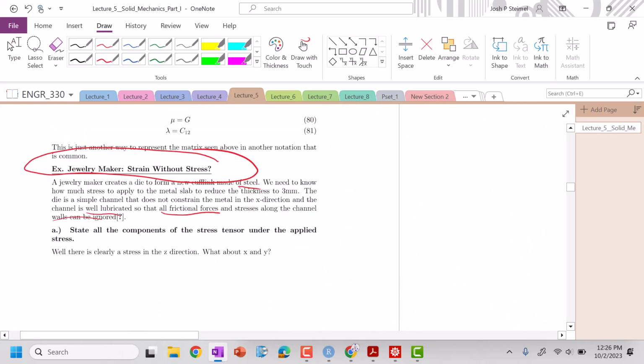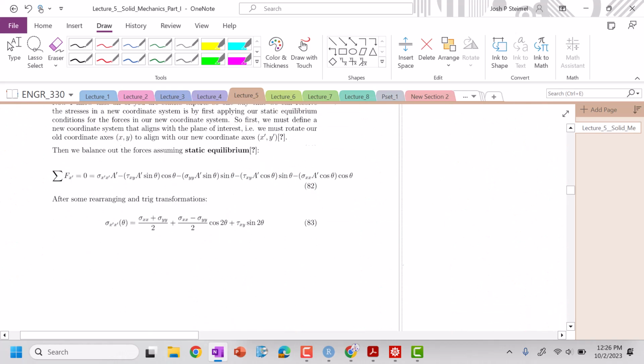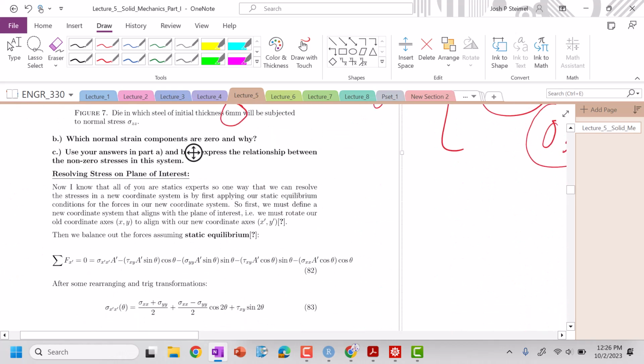Fantastic. So next time we are going to get into rotating stress states, and we're going to show you the plug and chug, Mohr circle, and our linear algebra approach.